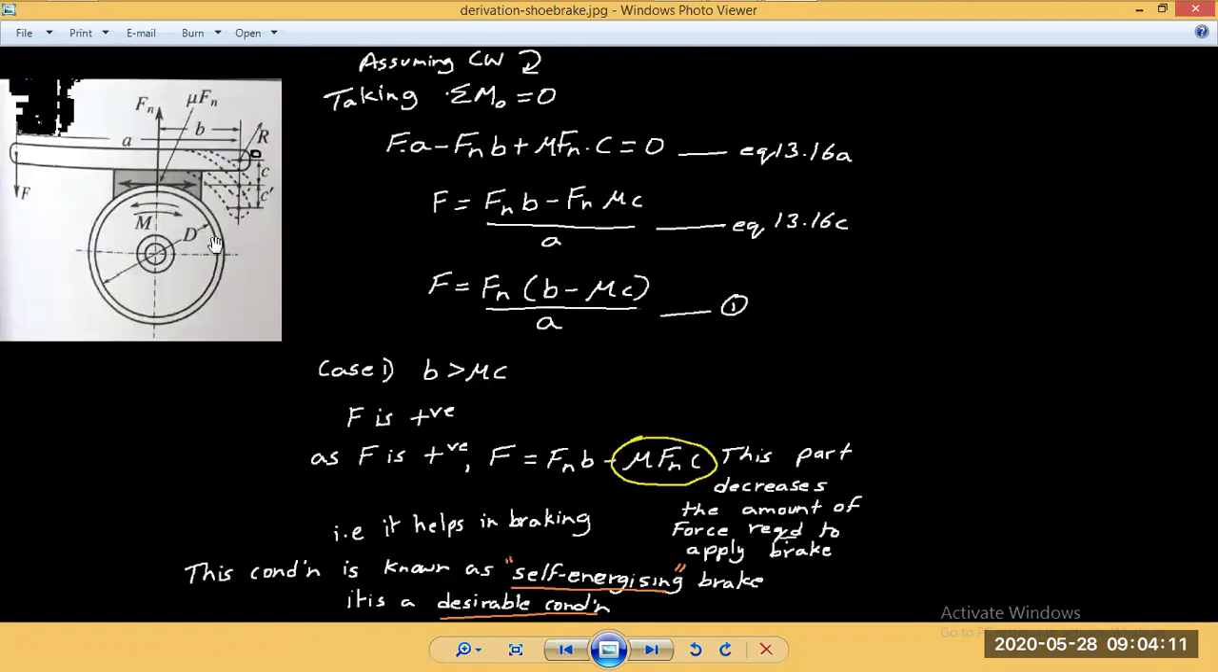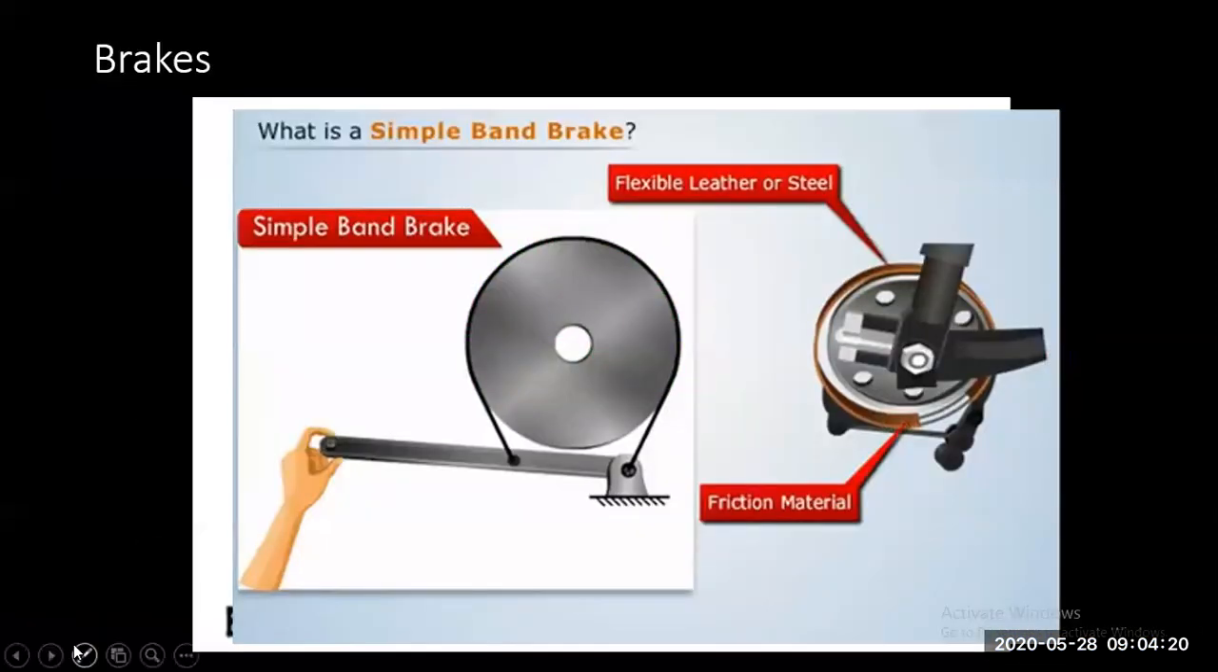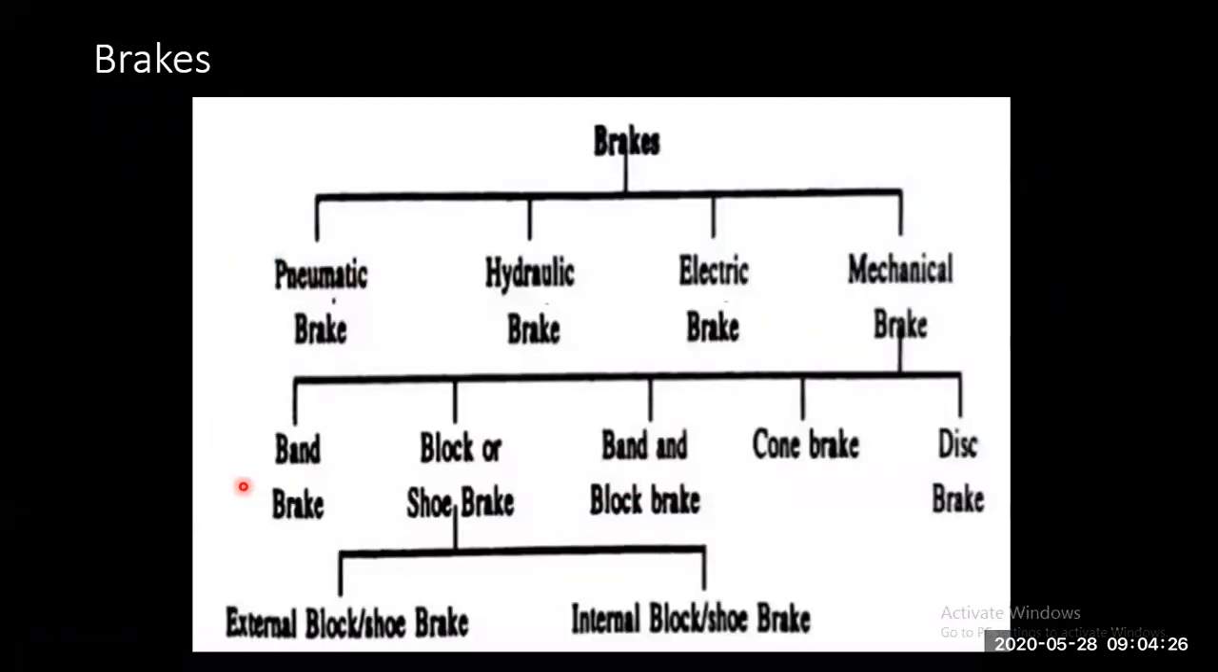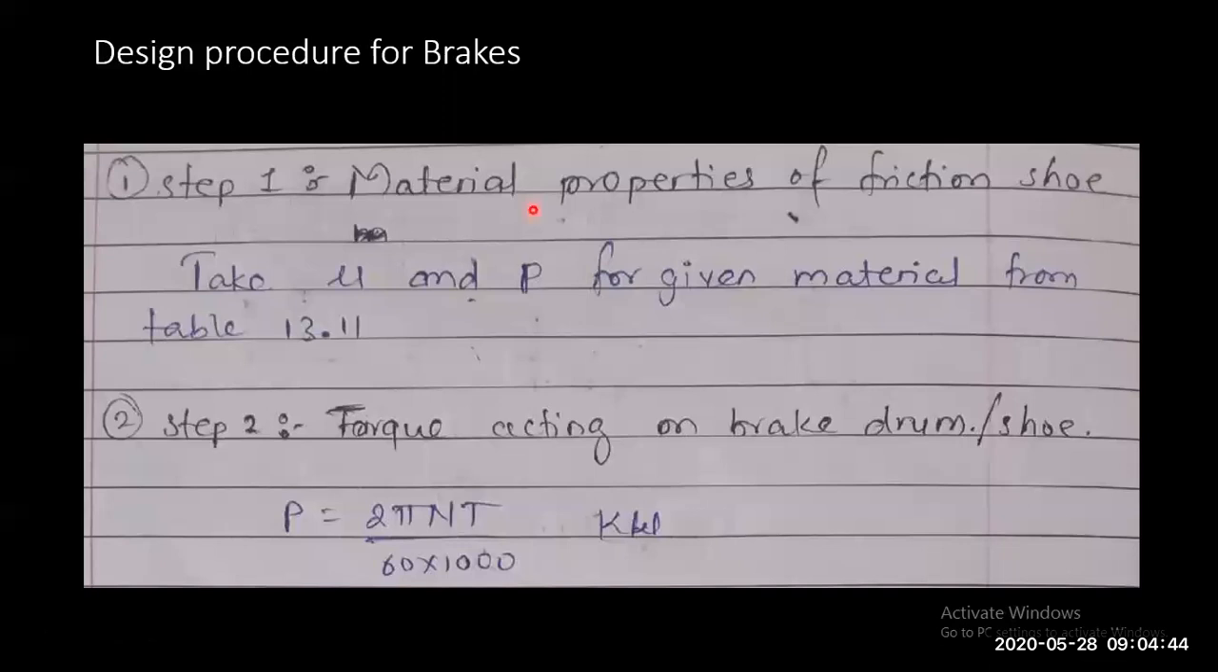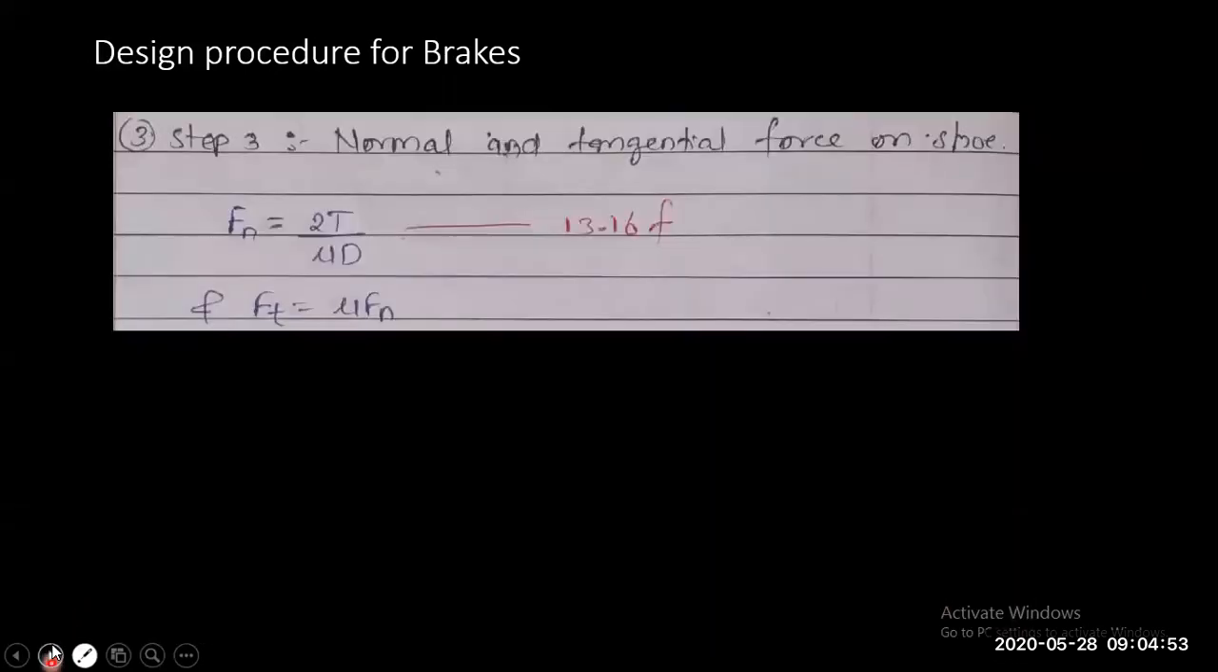You have only two types of brake, that is shoe and band brake. In band brake again we have two more categories: the simple band brake, and one more, the band and block brake. These two also we'll try to derive and solve some numericals. For now, since we have completed the shoe brake derivation, we'll solve one numerical on this. We also saw the steps for solving the numerical in case of a shoe brake. For band brake, I'll give a different version. For now, just follow this.